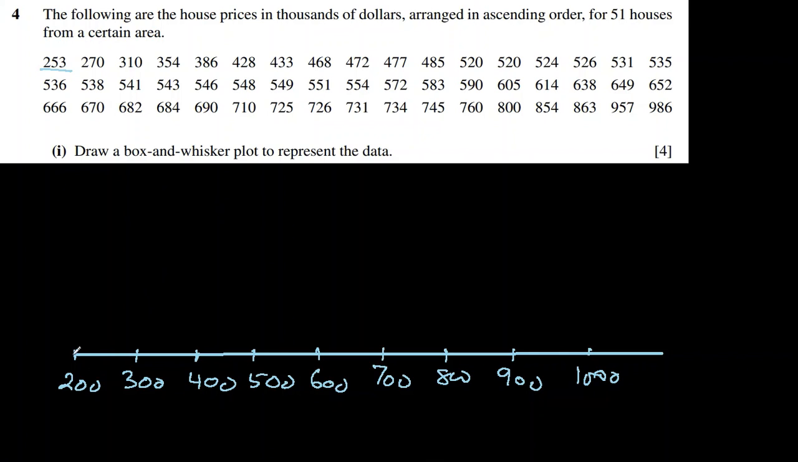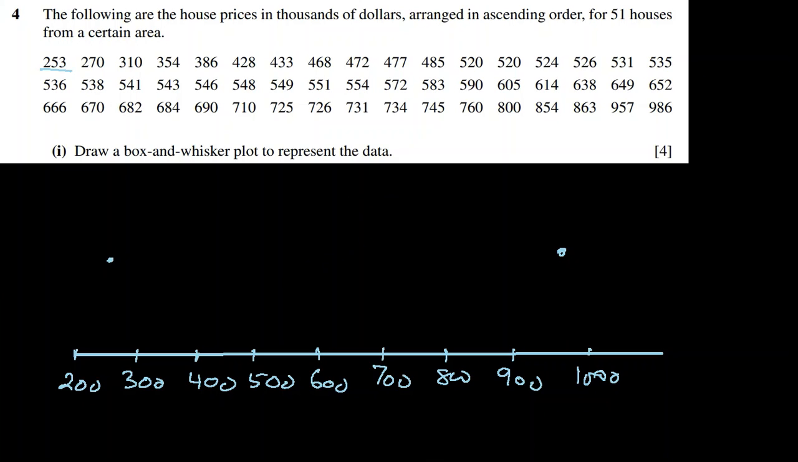253 will be between 200 and 300 is 250, so around 250 will be 253, and put a dot at the minimum value. At the same level, straight away here, put a dot at nearly 986, which will be somewhere here. 986 will be here. That is the maximum value.